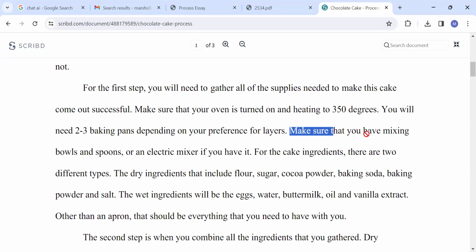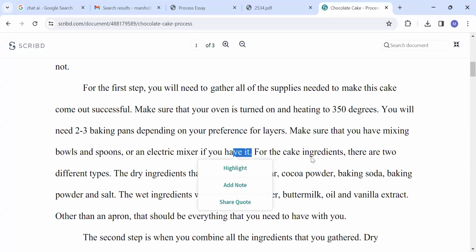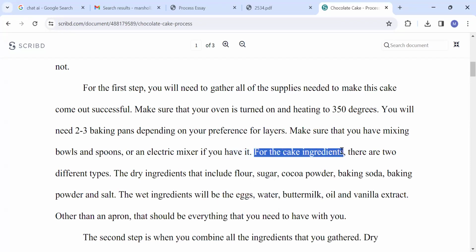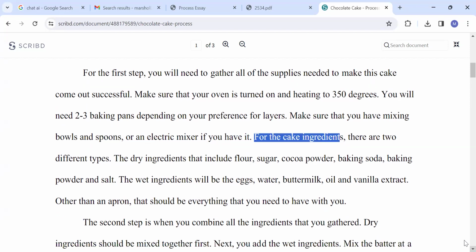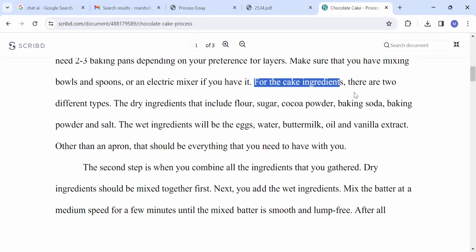Make sure that you have mixing bowls and spoons or an electric mixer if you have it. For the cake ingredients, so here she's talking about the ingredients now. Before, she spoke about the utensils. Now she's talking about the ingredients, all things we need. There are 2 different types.